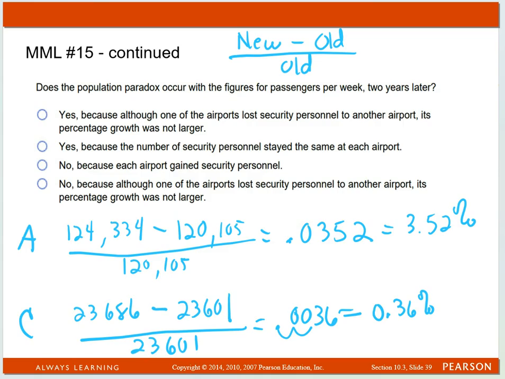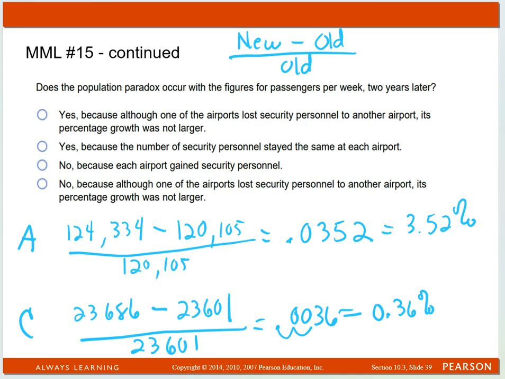So, let's see. Yes, because although one of the airports lost security personnel to another airport, its percentage growth was not larger. And again, did the population paradox occur? Yes, because the number of security personnel stayed the same at each airport. Well, I know that didn't happen. No, because each airport gained security personnel. That didn't happen. Neither of those things happened.